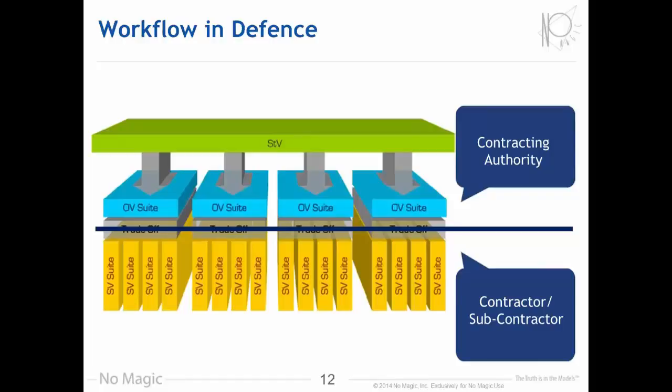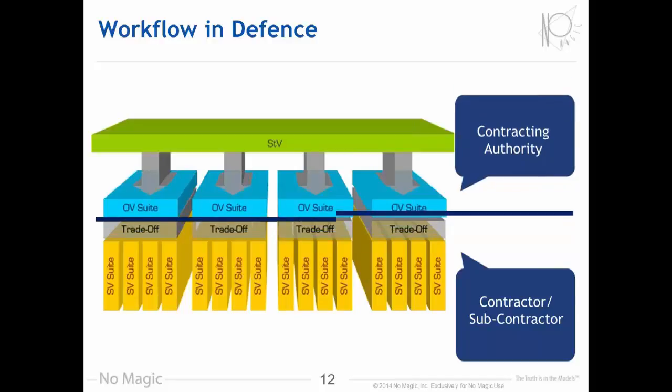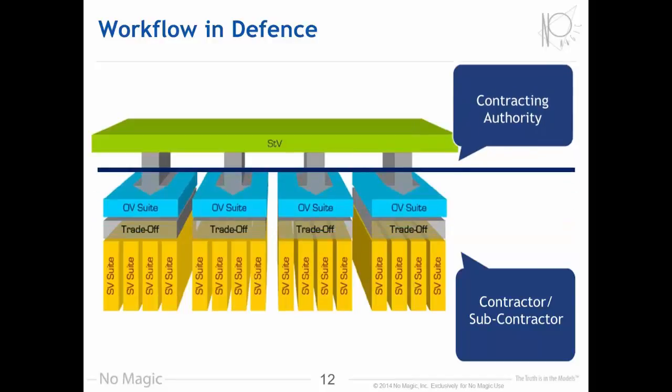But if you have a different workflow, for example, like in the defense sector, the second way is to have a separate project. The common workflow is that the contracting authority defines capability requirements as well as operating scenarios. And the contractor or several contractors provide multiple alternatives for solution designs. The contractor performs trade-off analysis and identifies the best alternative. The line between contractor and subcontractor can vary, or in some projects completely disappear.